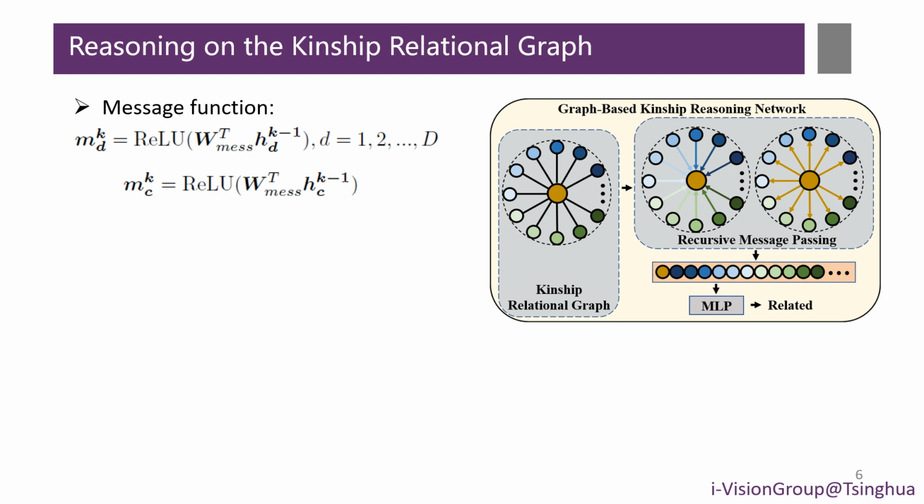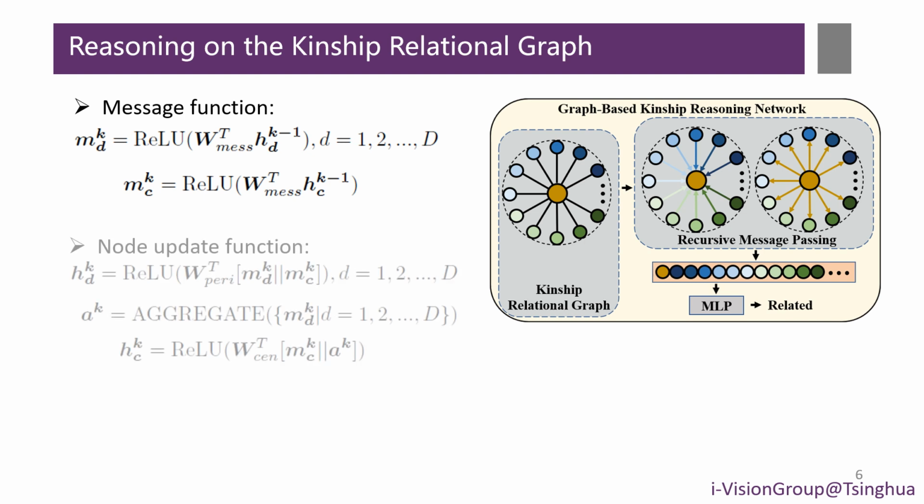Having built the Kinship relational graph, we perform relational reasoning on this graph by employing a recursive message passing scheme. We first generate the message of each node which is going to be sent out in the following message passing process. We apply the same operation for the central node with the same parameter. With these messages, we propagate and aggregate them according to the graph structure. Then we update the node features with the aggregated messages.